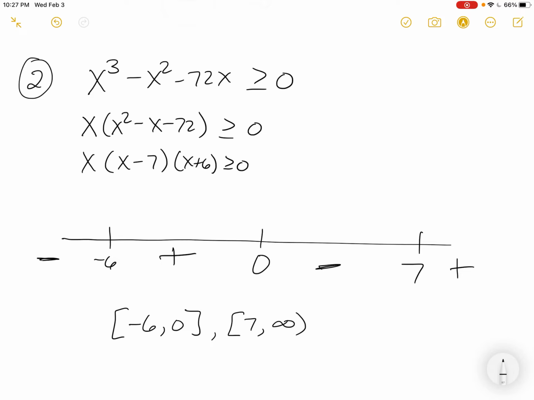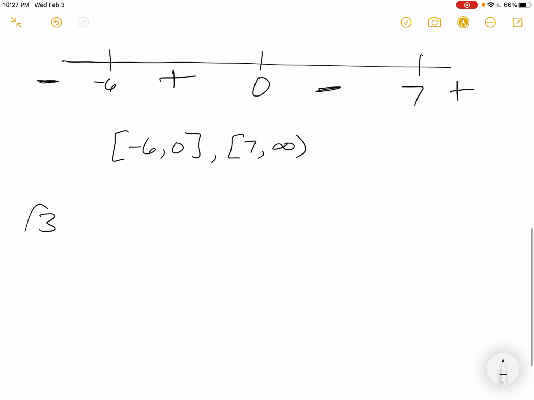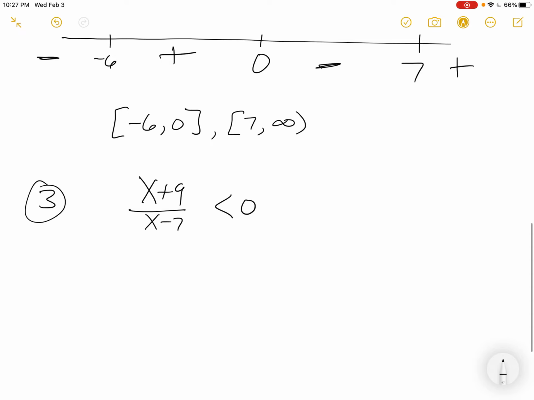And we would just type that in. That's the work that we're doing. You will have rational functions. X plus 9 over x minus 7 is less than 0. Equally as easy. You know from the graphing that we just did that you can switch signs around a vertical asymptote, and you always will if that vertical asymptote has odd multiplicity, which ours does.